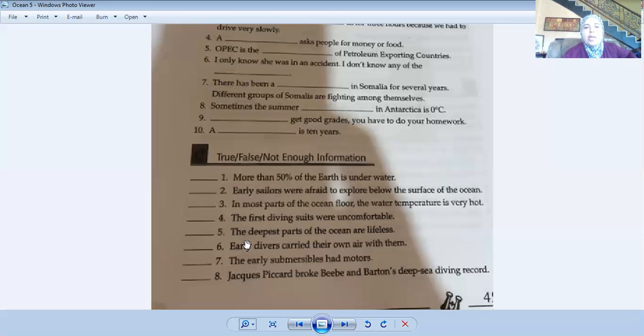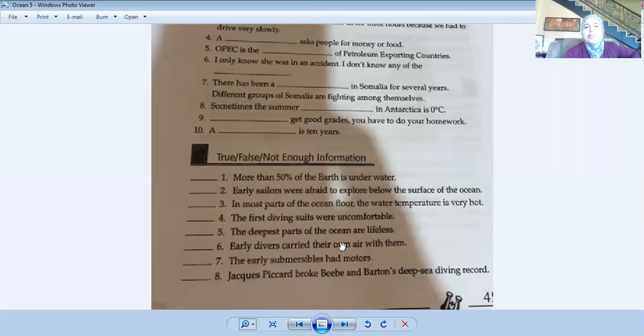The deepest parts of the ocean are lifeless. That we did not find in the reading passage. It is said that the deeper you go, the more species you find, the more variety there is. It did not say anything about the ocean being lifeless the deeper you go. So this sentence I would say is false.